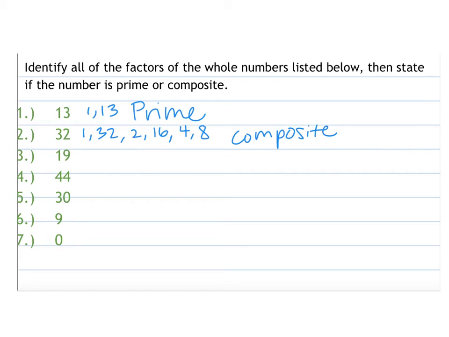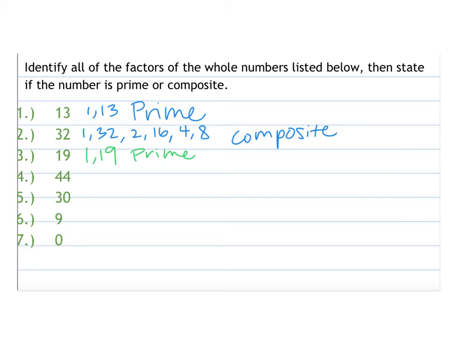Change my color here. The next one, 19, the numbers that multiply to make 19. Well, obviously 1 and 19. 1 and itself will always be factors, but we're just seeing if there's more. I don't think there is any more, so this would be prime.